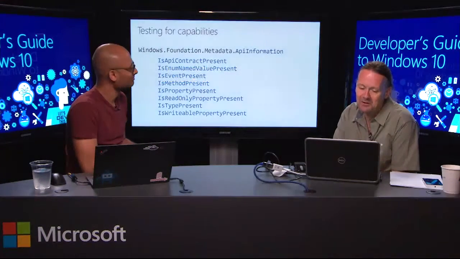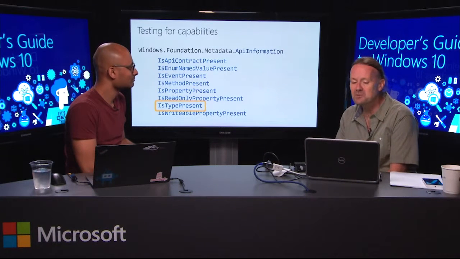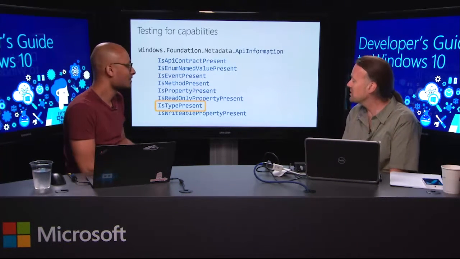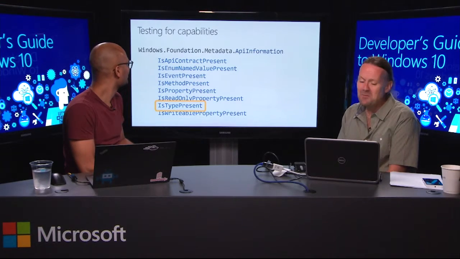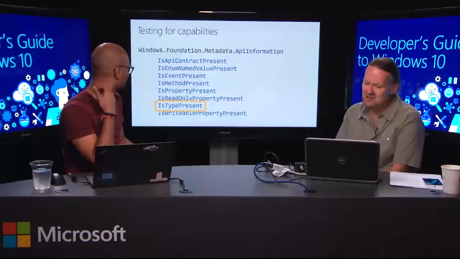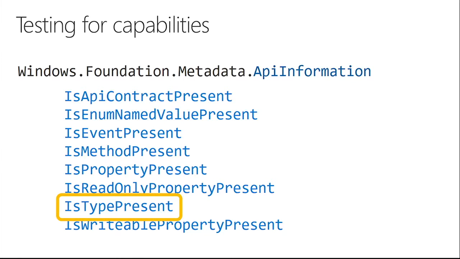The way we light it up is we make a call at runtime using this API: IsTypePresent. That's the main one, which is why it's highlighted. But there's a bunch of other methods on there, less generally useful but still useful in some circumstances. You can figure out if a particular method is present, an event, a property, a read-only property. For the most part you're checking for types, but you can do much more fine-grained detection with this API.